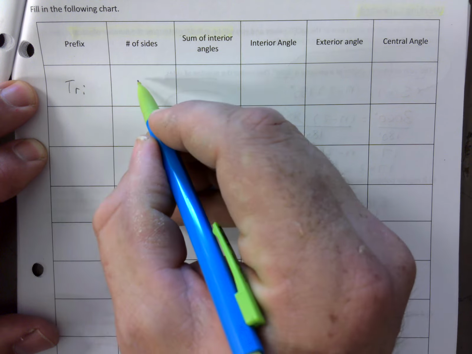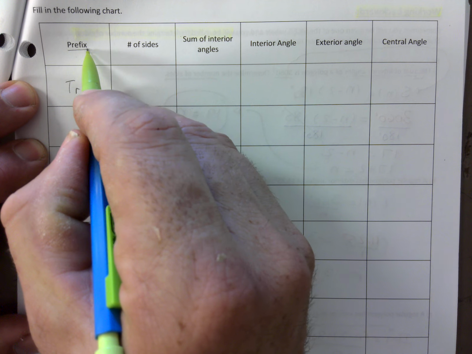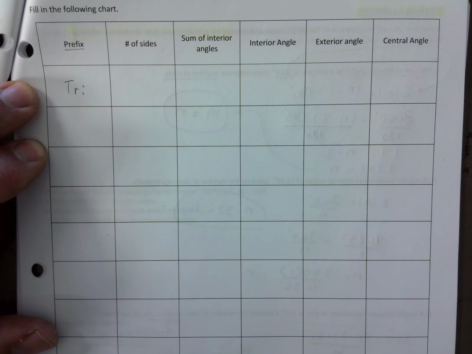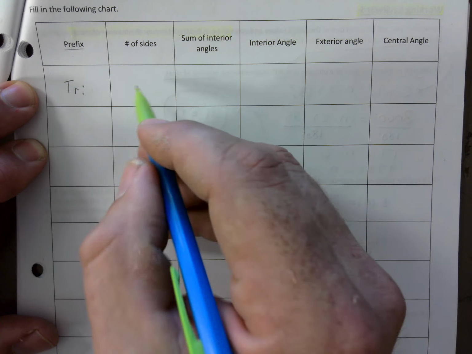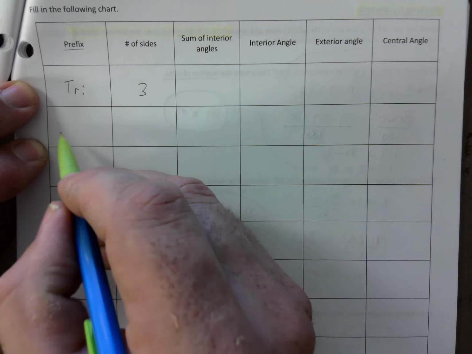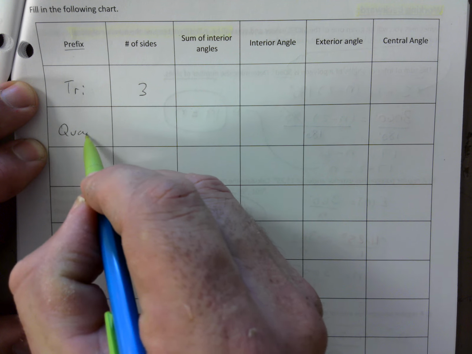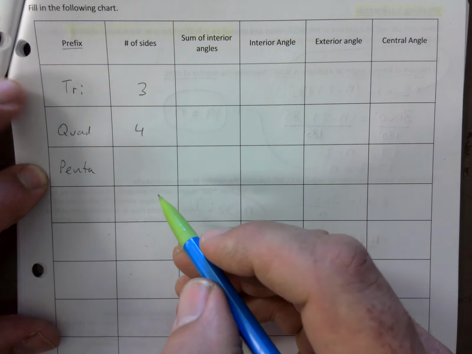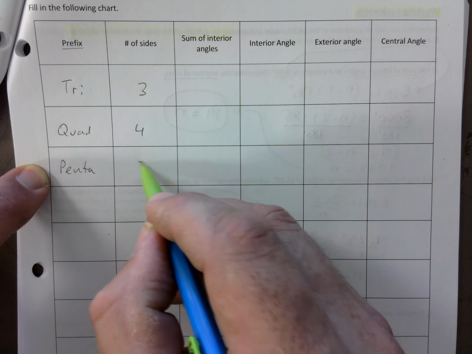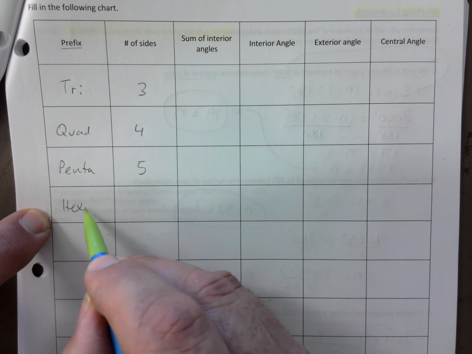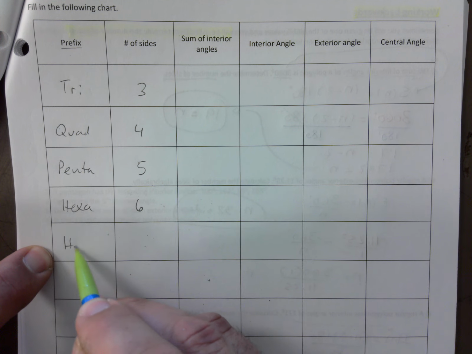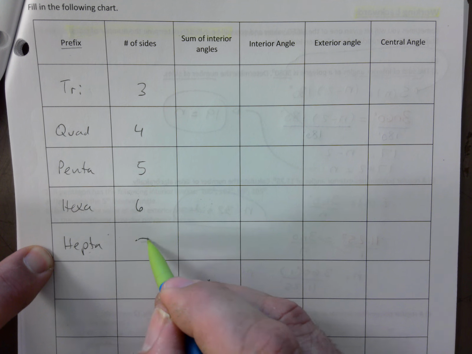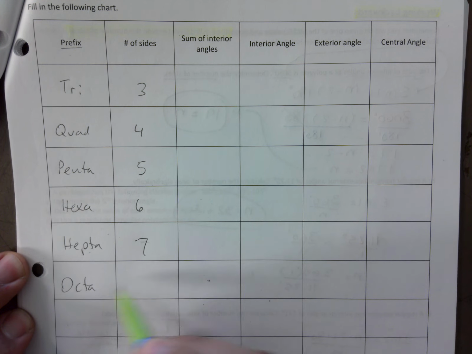You've got triangle. Prefixes is what comes before the word gon, right? I know we don't have a triagon, but triangle is three-sided. Quad is four-sided. Pentagon, that's when we start with the gons, right? That's five-sided. Hexa, 6. Hepta, 7. Octa, 8.